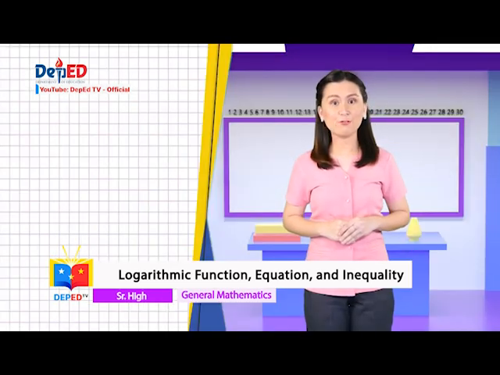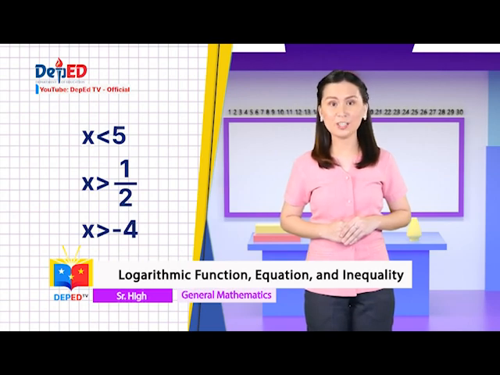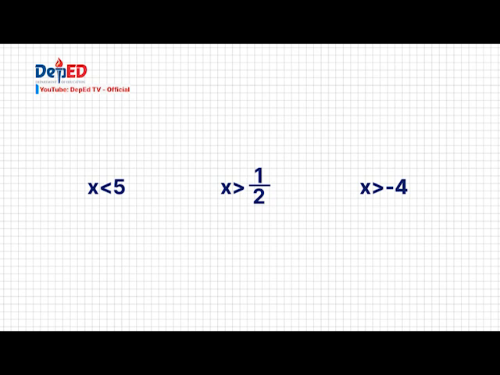Now we consider the following conditions. x is less than 5 based from the solved logarithmic inequality, and x is greater than 1/2, and x is greater than -4 based from the restrictions for the logarithms. We take values of x considering all these conditions. That means we take the intersection of these sets.